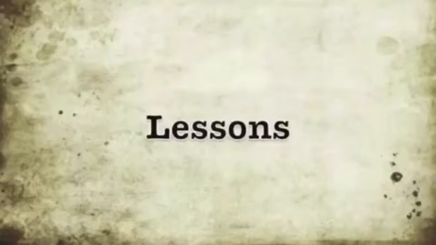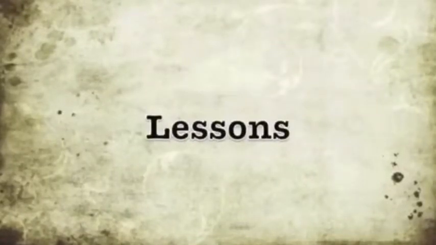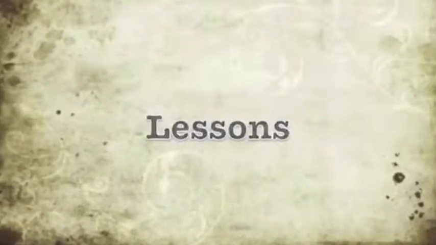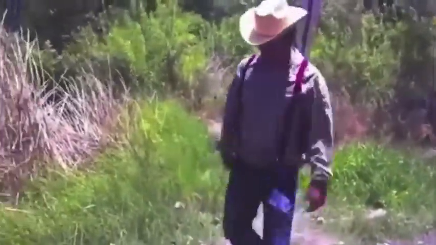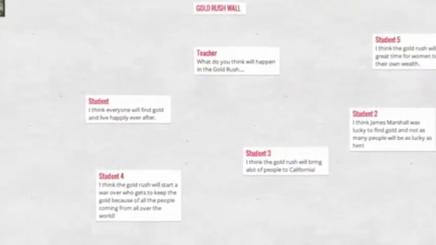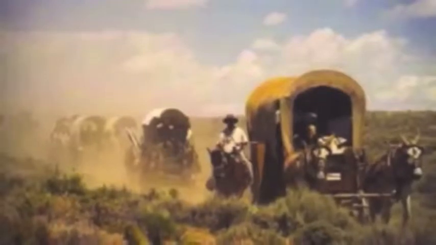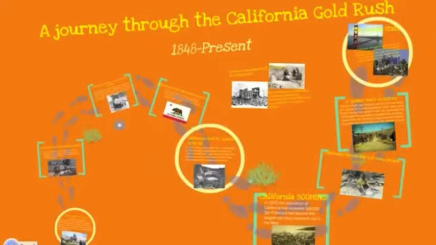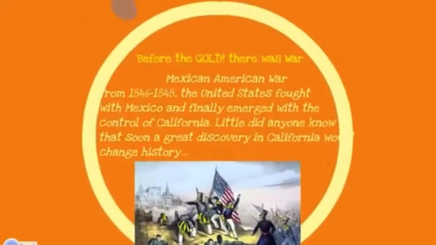Now, let me take you through a brief preview of some lessons and activities that will be implemented throughout this unit. As an introductory lesson, students will watch a dramatic interpretation of James Marshall's discovery of gold at Sutter's Mill. Students will then post their initial response and reflection in the form of a poem on the collaborative online resource Wall Wisher. In another introductory lesson, students will learn about routes taken to get to California, as well as background knowledge of the gold rush through an interactive Prezi presentation.